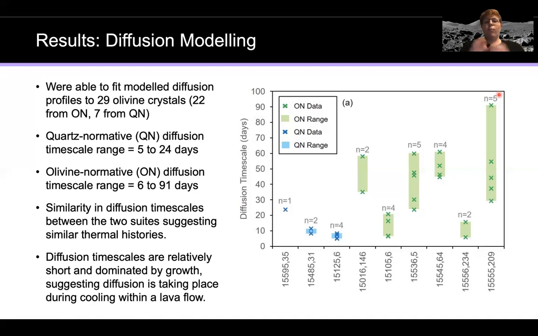We're not talking one suite has a range of days, the other suite has a range of tens or hundreds of years. And in terms of what these diffusion timescales are showing in general, they're relatively short, so it's likely dominated by growth, and the diffusion is taking place during cooling within a lava flow, as opposed to a setting in a crustal magma chamber where they would be allowing longer diffusion timescales.